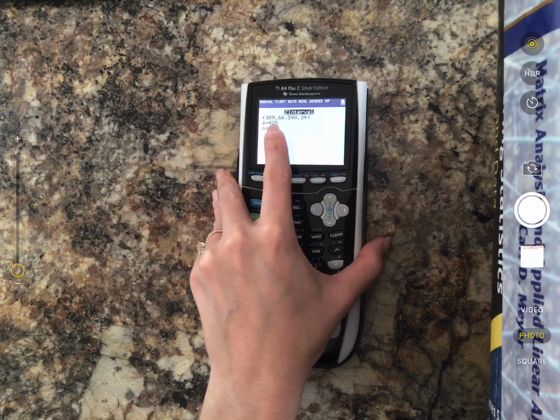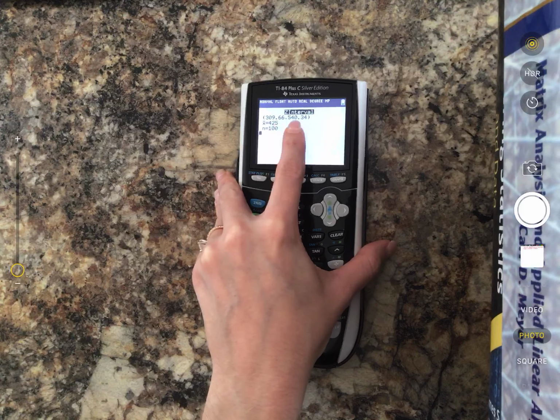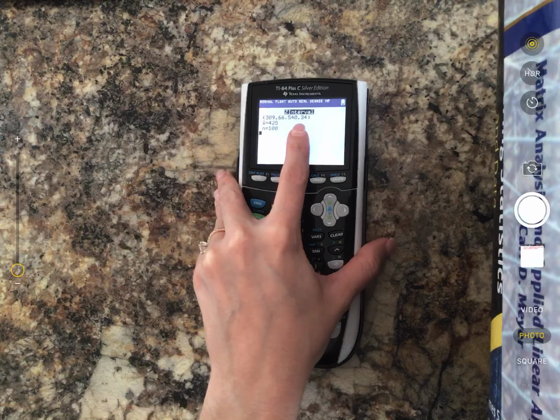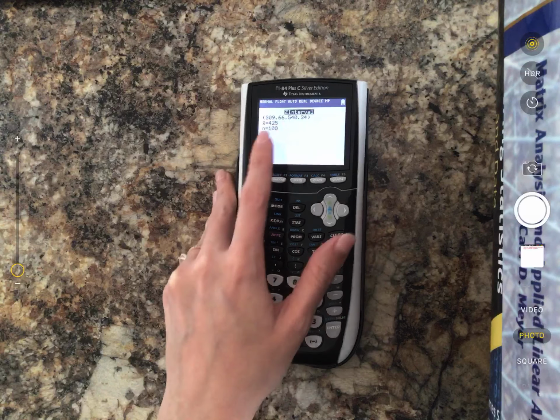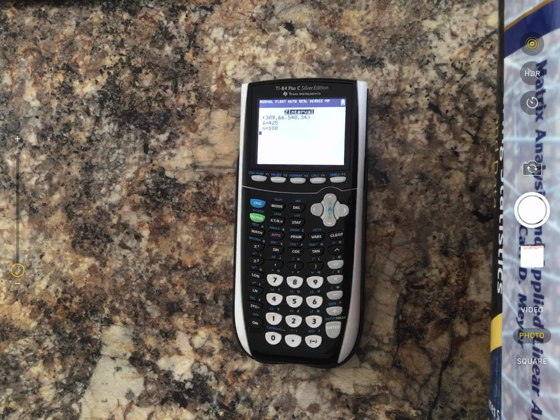This interval at the top is 309.66 to 540.34. That is the interval. So you are 80% confident that this interval will contain that population mean.